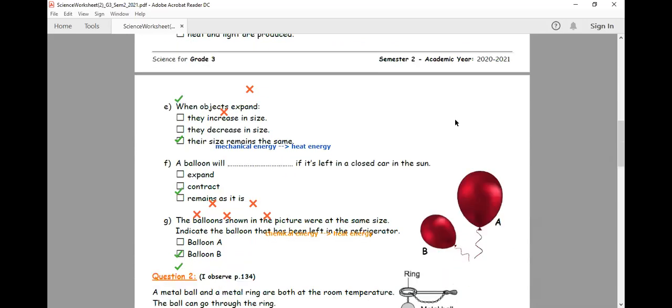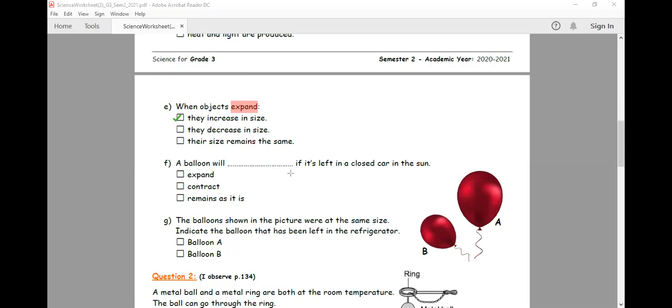Layla. When objects expand, do they increase in size, decrease in size, or their size does not change? They increase in size. Good job. Bravo, ya Layla. Since the word expand means that they get bigger, they increase in size.